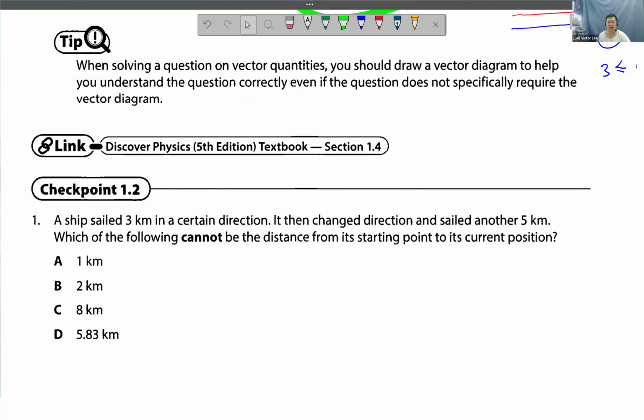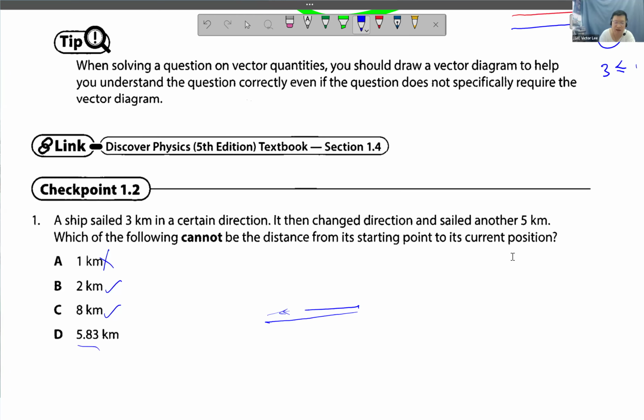What's the minimum you have? Minimum 2. Yes, because you move by 3, then move back by 5, actually you're moving by 2 only. So can it be 1? No, cannot be. Can be 2, can be 8, right? Why 8? Because you can move in the same direction.